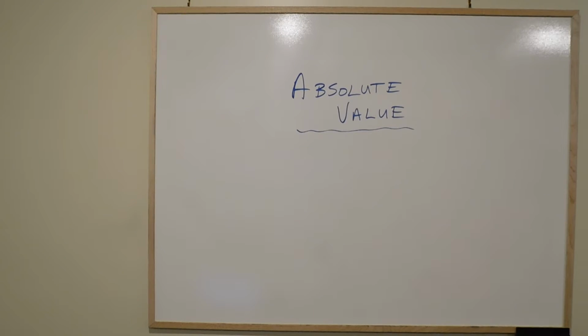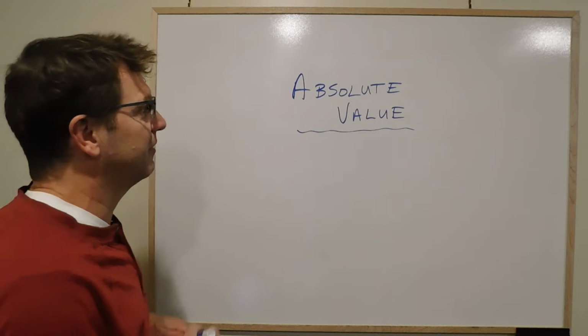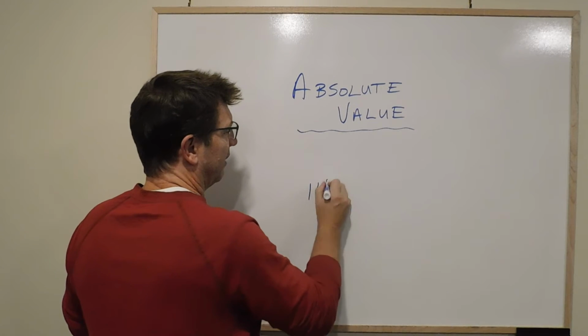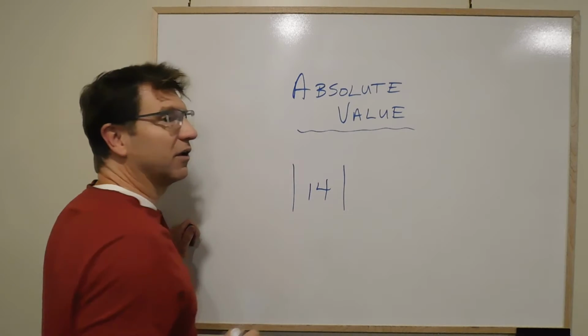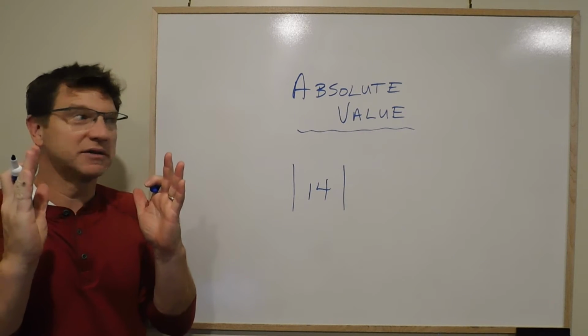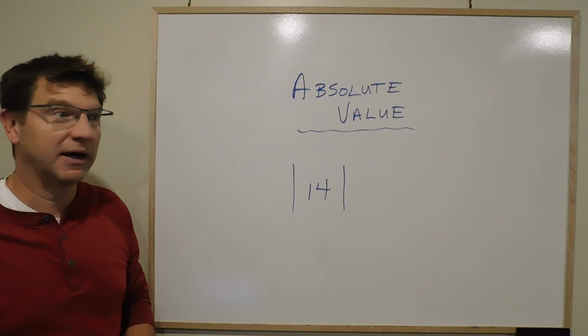Okay, we're going to look at this one very quickly. This one's called absolute value. Basically, this is something you don't see very often, but if you have a number 14 in straight vertical bars, okay, so they're not really brackets, they're just vertical bars. That's called an absolute value because those are absolute value bars, okay?